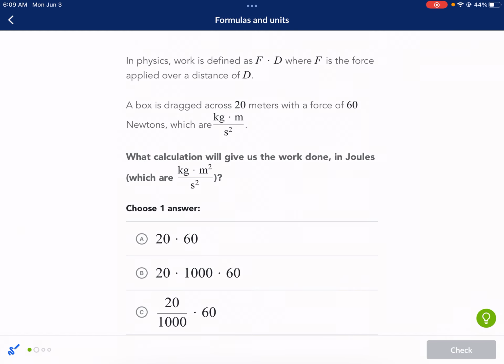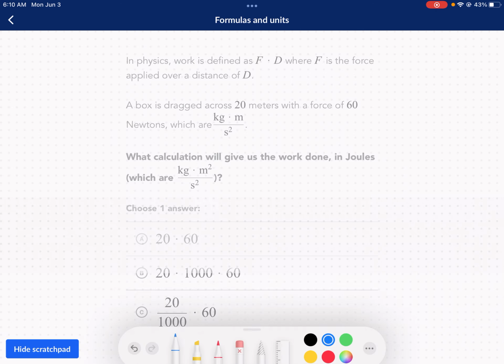So in physics, work is defined as F times d, where F is the force applied over a distance of d. A box is dragged across 20 meters with a force of 60 newtons, which are kilograms times meters divided by second squared. What calculation will give us the work done in joules, which are kilograms times meters squared divided by second squared? Okay, so let's compare these two formulas.